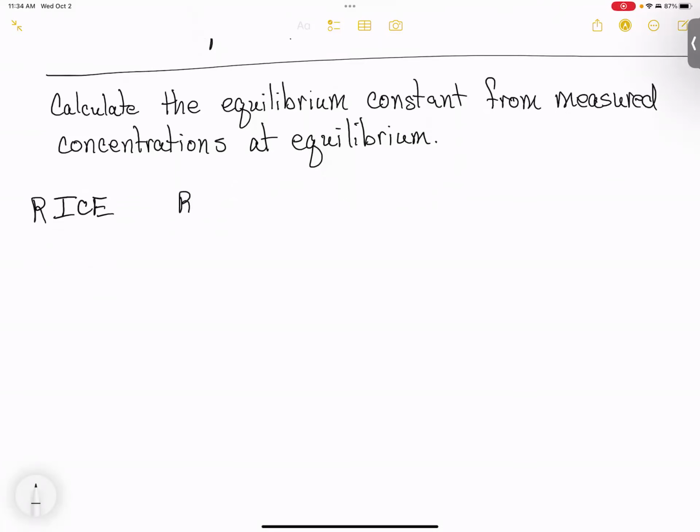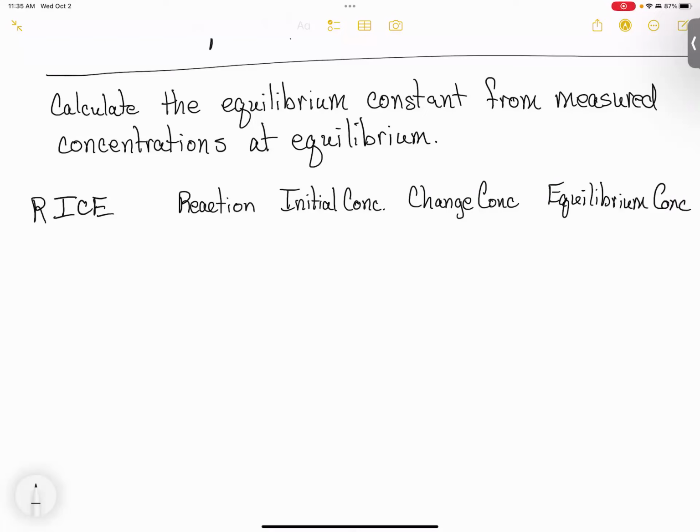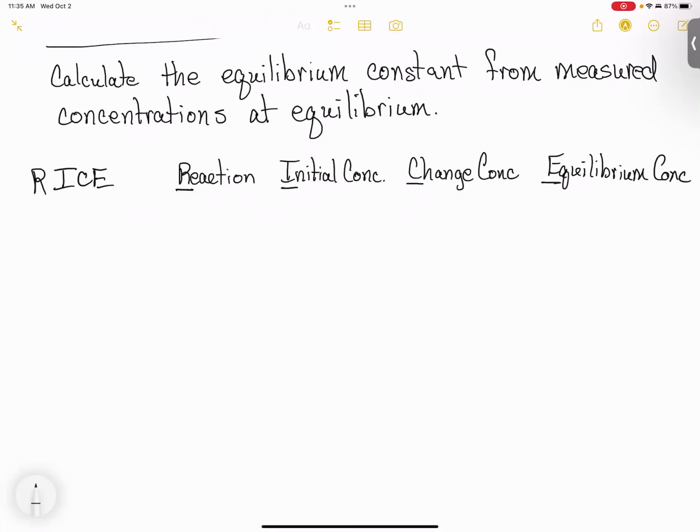Okay, this stands for reaction, initial concentrations, change in concentration, and equilibrium concentration. Hence the reason it's sometimes called RICE. Now, we develop RICE tables.